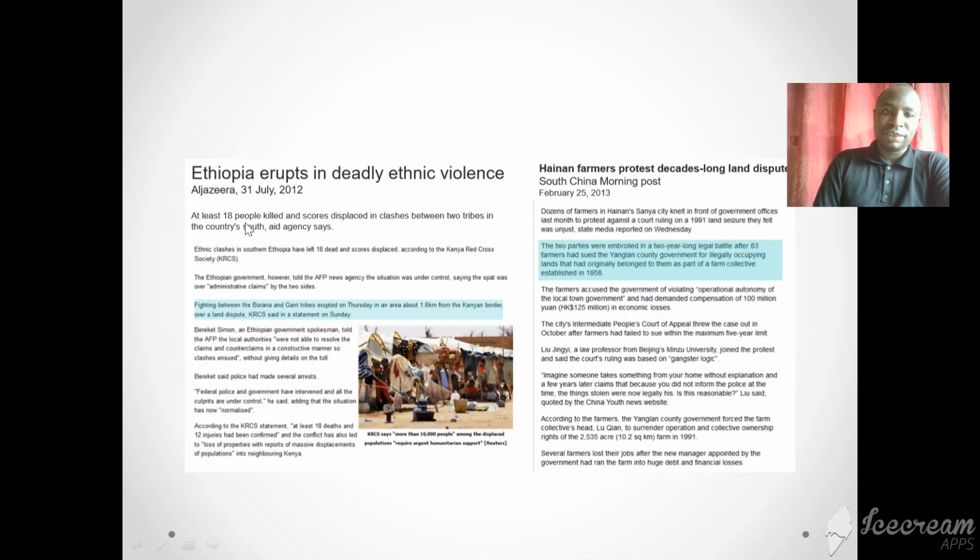This is Ethiopia. Ethiopia erupts in deadly ethnic violence. At least 18 people killed. You can see this is China. Farmers protest decades of land dispute.